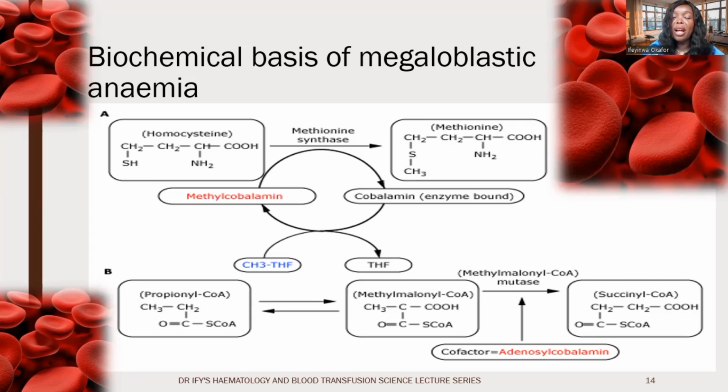Now, unavailability of B12 in the form of 5-adenosyl cobalamin will lead to accumulation of methylmalonyl-CoA. And accumulation of methylmalonyl-CoA, among other things, causes demyelination of nerves and axons, which is actually the main cause of the neurological symptoms that we observe in B12 deficiency.